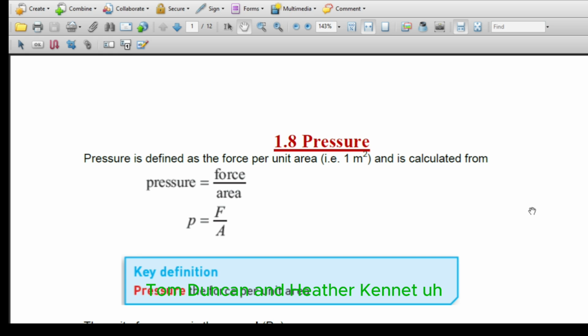In this session, we will discuss pressure from O-level physics, from the Hodder Education book written by Tom Duncan and Heather Kennett. This is a very popular book, and here pressure is defined as force per unit area and is calculated as pressure equals force divided by area. So force per unit area is the basic definition of pressure.